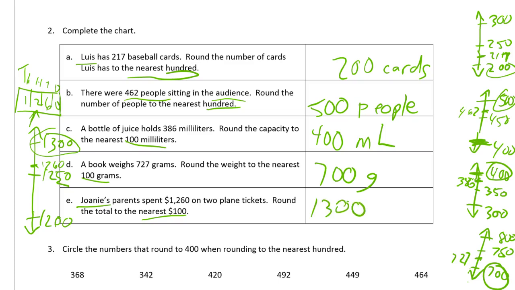1,300. And again, just write your comma after you write your digits. And this is money, dollars, so I need a dollar sign here.